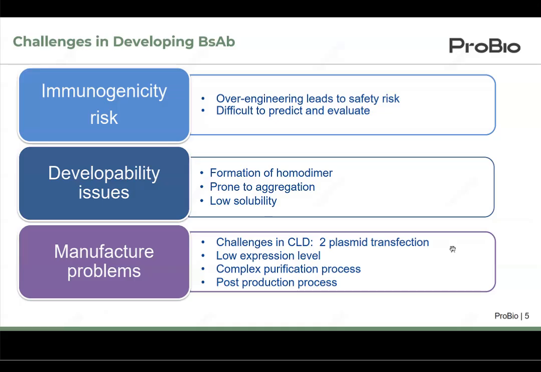All right. The second common issue is the developabilities. The formation of homodimers, the proneness to aggregation, and the low solubility are the most common things we have seen with these over-engineered molecules. And the last common issue is the manufacturing problem. These overcomplicated structures always bring issues like multiple plasmids during transfection, low expression levels, the complicated purification process, and the post-production process.